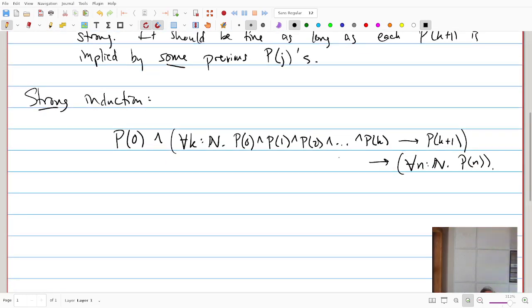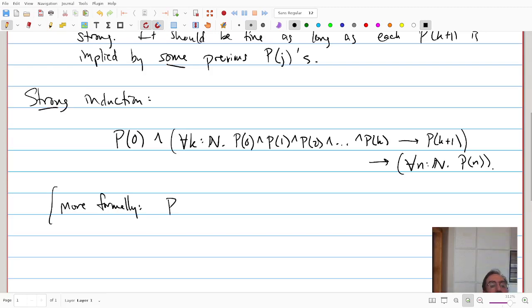Okay. The dot dot dot is not super formal. We could write it more formally by putting some kind of for all here, saying for all j less than or equal to k, P of j, or something like that. So I'll just write it here, more formally.